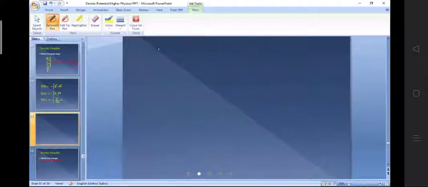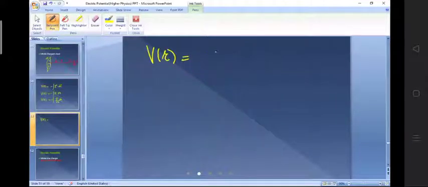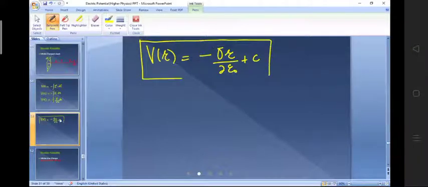Then V at R will be equal to minus sigma by 2 epsilon naught, which is a constant, times the integration of dr. Integration of dr is simply equal to R. So it is equal to minus sigma R divided by 2 epsilon naught plus a constant of integration, which is C. Now what does this C imply?